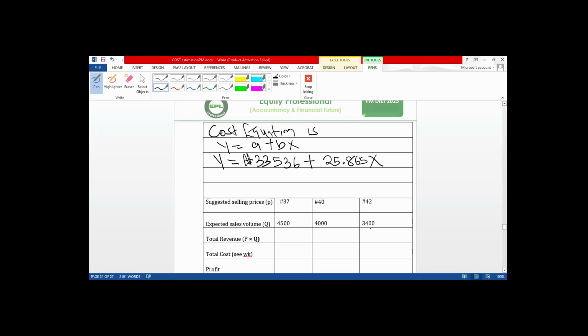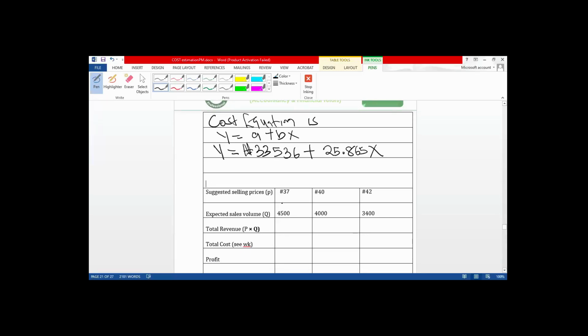And we explained that the optimal selling price is that selling price that will maximize profit. Now look at it. If the selling price is 37 naira and volume is 4,500 units, calculate total revenue. That is 37 naira multiplied by 4,500 units. What is the revenue here? 166,500.